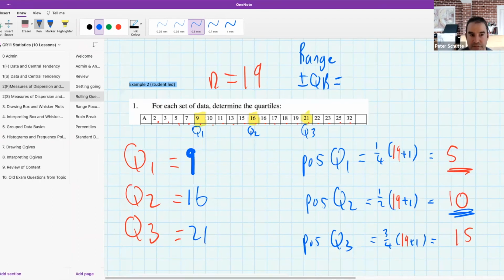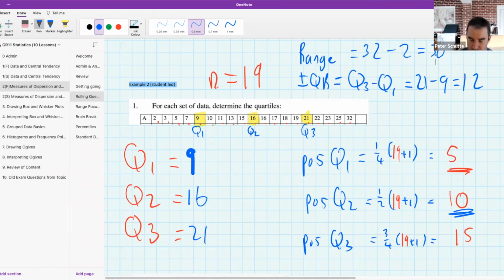So 25% of the data is 9 and below, and 50% of the data is 16 and below. What is my range and interquartile range? I see lots of people are saying 12 for the interquartile range. Let's check. The interquartile range is Q3 minus Q1, so it's 21 minus 9, which is indeed 12. And the range is the biggest, 32, minus the smallest, 2, which is 30.